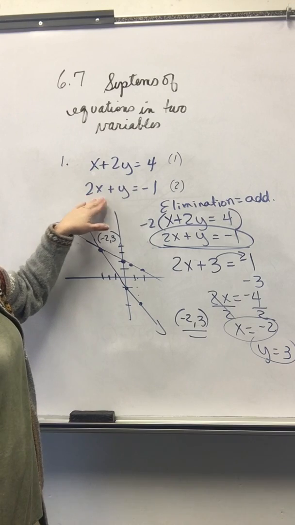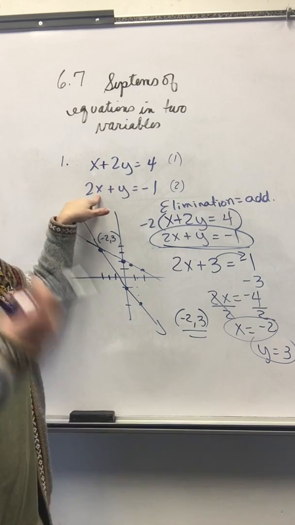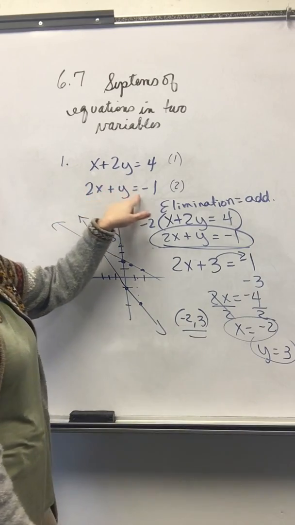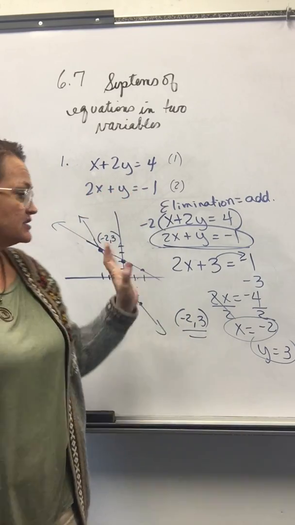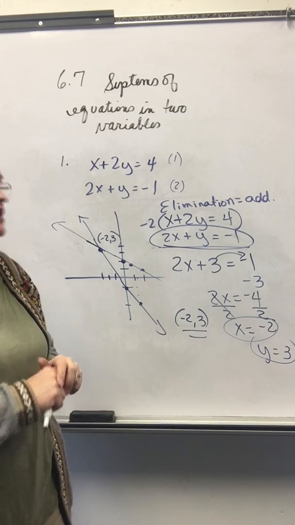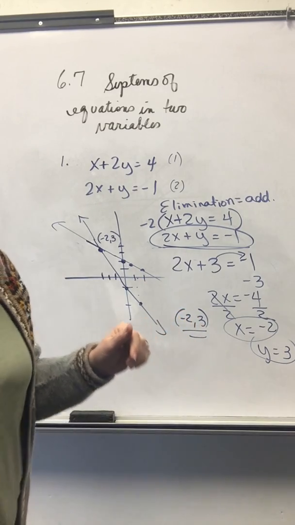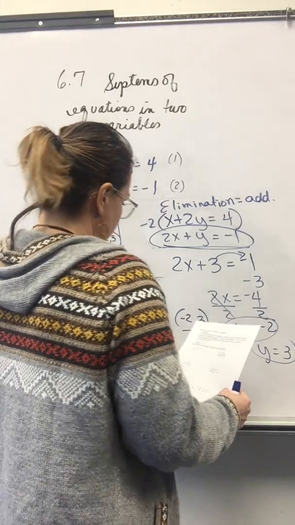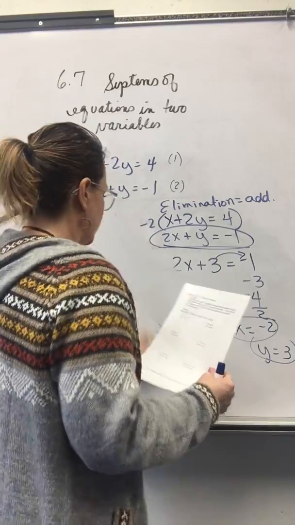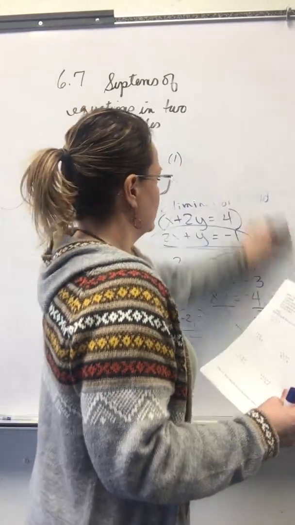It also has to work here. 2 times negative 2, that's negative 4, plus y is 3. Negative 4 plus 3 is negative 1. It works. So that's the second method, elimination. All right, on to the next one. And like I said, you've got 6 on this paper, so please do pause the video and see if you can move ahead of me. Practice if you haven't already.